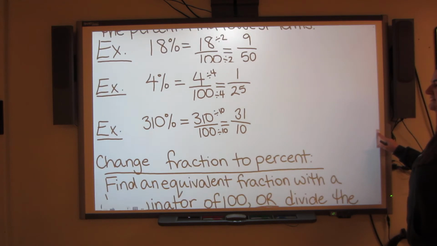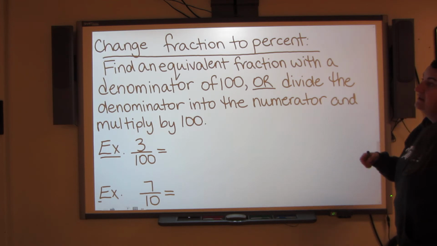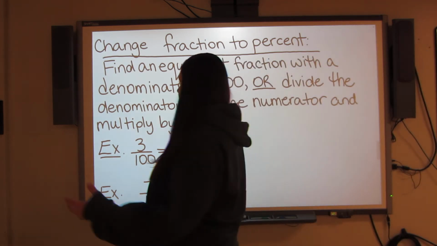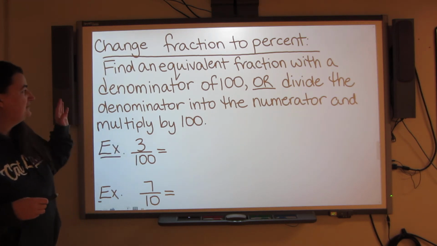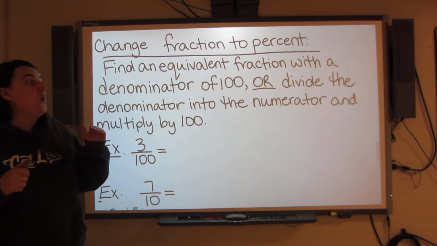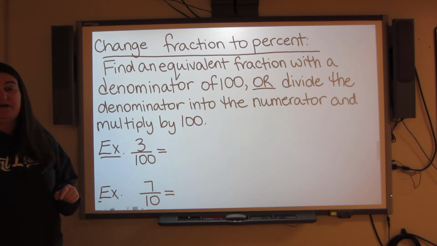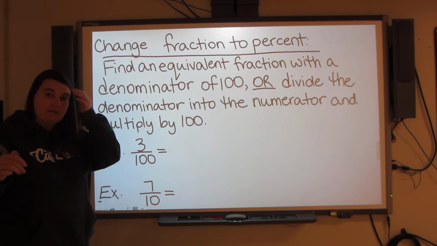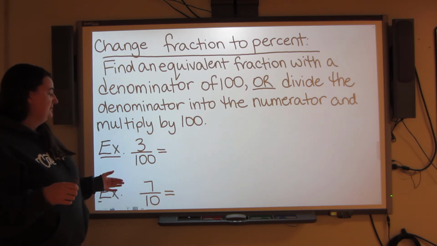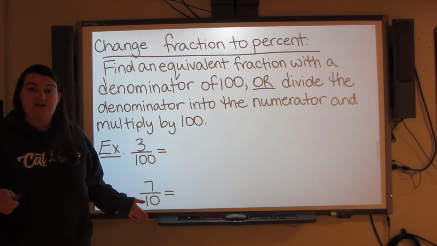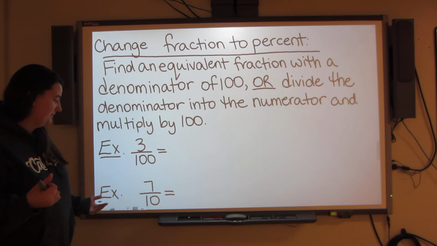Now let's do the opposite. Let's change fractions to percents. When you're changing a fraction to a percent, you're going to do the same kind of thing. You find an equivalent fraction with a denominator of 100, or you divide the denominator into the numerator and multiply by 100. So there are 2 different ways you can do this, because you might not be able to find an equivalent fraction with a denominator of 100. It's possible. So let's talk about this.